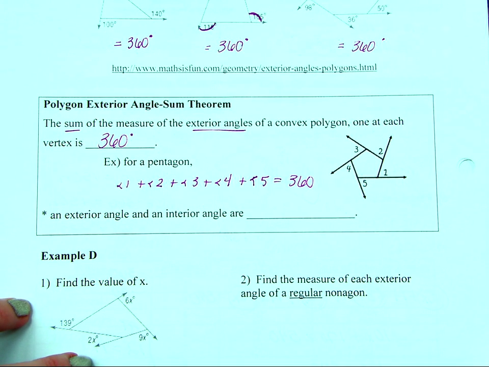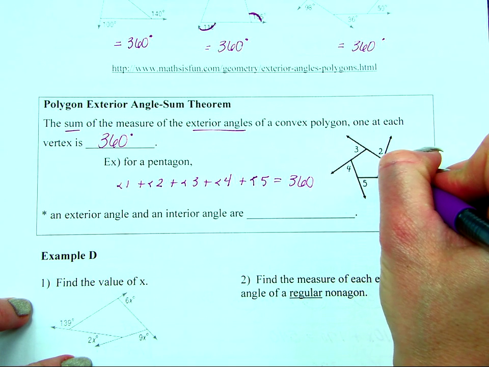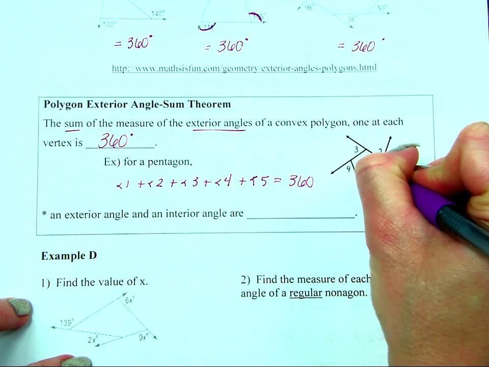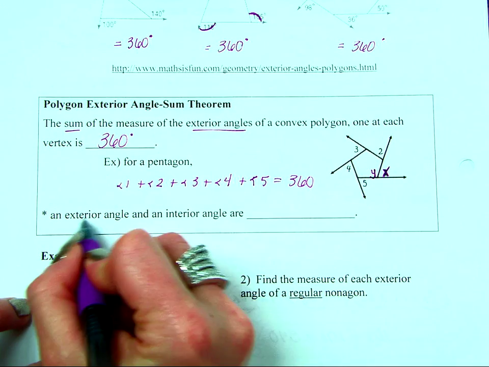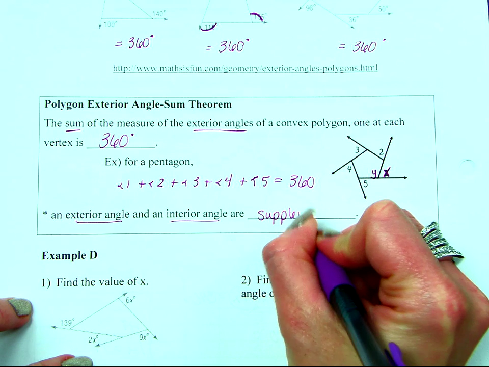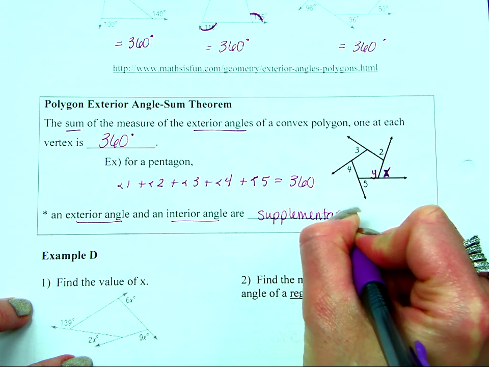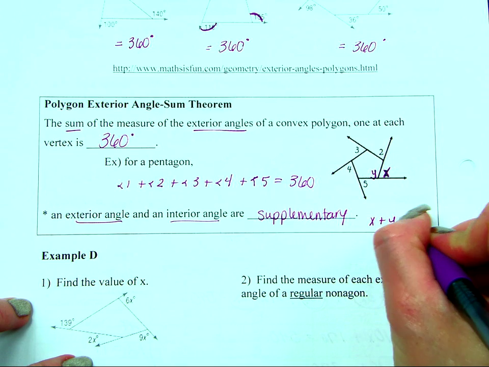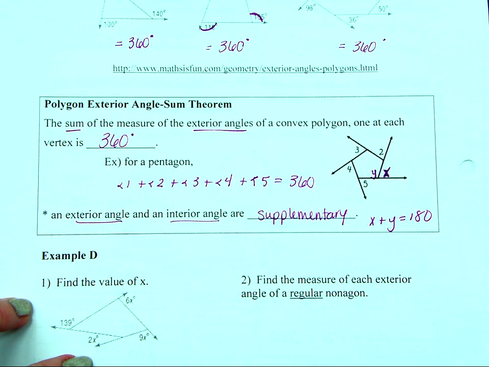Now, looking at an exterior angle and an interior angle, here my exterior angle, let's call that X, and my interior angle Y. Well, my exterior angle and my interior angle are going to be supplementary. They form a straight line, and so we know that if we took X plus Y, we would get 180 degrees.